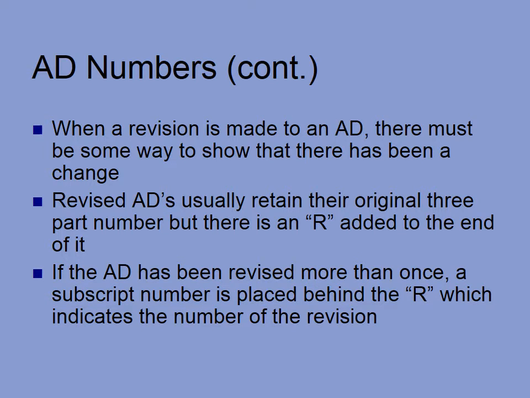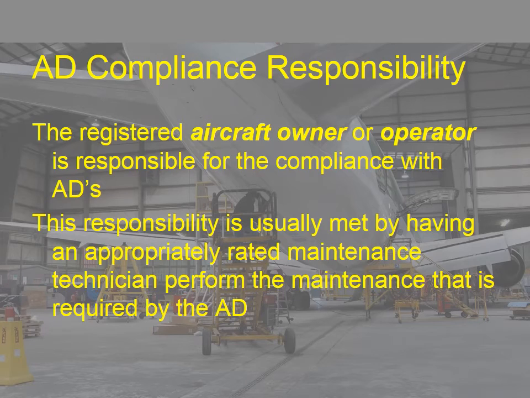To indicate an airworthiness directive has been revised, an R is placed at the end of the three-part AD number. If the AD has been revised more than once, a subscript number is placed behind the R to indicate the number of the revision. It is the responsibility of all registered aircraft owners and operators to ensure that all airworthiness directives affecting their aircraft are complied with.